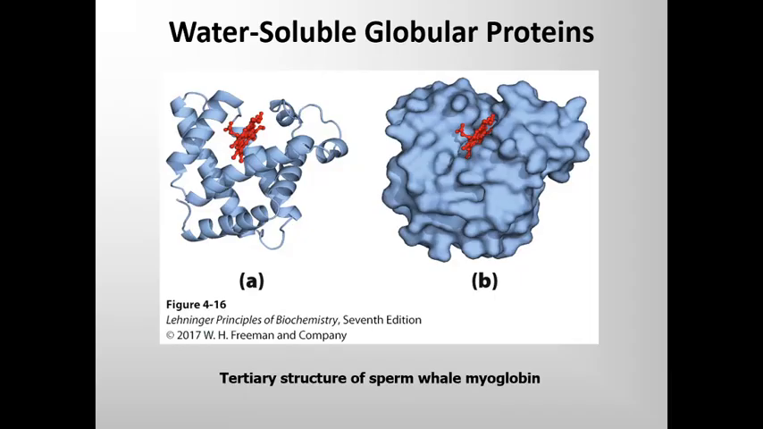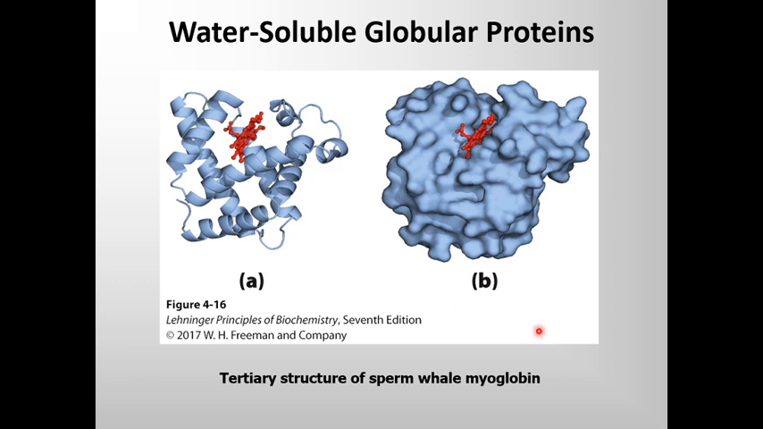Shown in this slide is an example of a water-soluble globular protein. The name of this protein is myoglobin, from the sperm whale. There is a reason why this specific protein was shown here. It is because this is the first globular protein that was crystallized, and the three-dimensional structure was obtained from a technique called X-ray diffraction studies. And this was done in the 1950s.